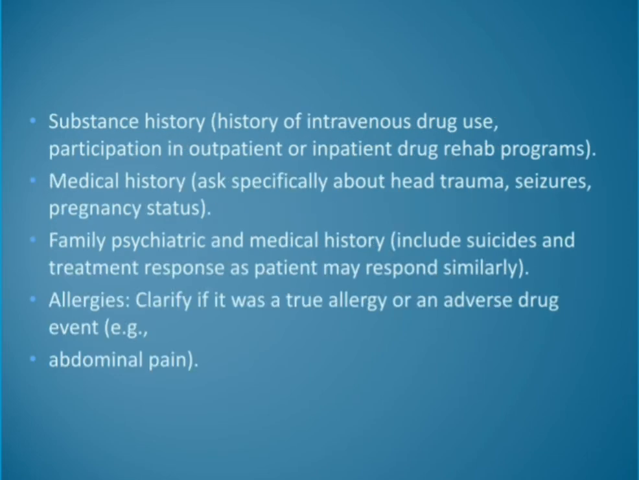Then substance history, history of intravenous drug use, participation in outpatient or inpatient drug rehab programs, and medical history. We need to ask specifically about head trauma, seizures, pregnancy status. Then family psychiatric and medical history includes suicides and treatment response, as the patient may respond similarly. We need to ask them, do they have a history of mental illness? Then if they say yes, you ask them, did they get treated? Then did it work? If it did work, you know that most likely our patient is likely to respond to the therapy.